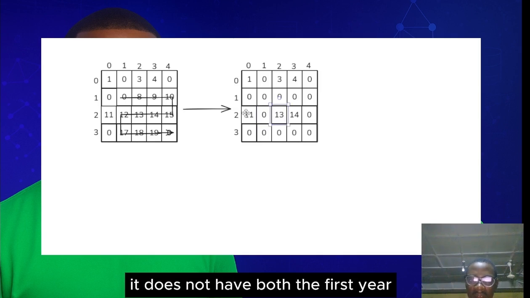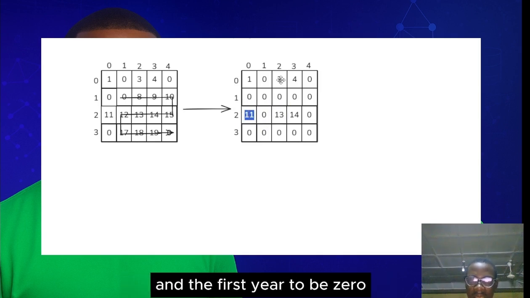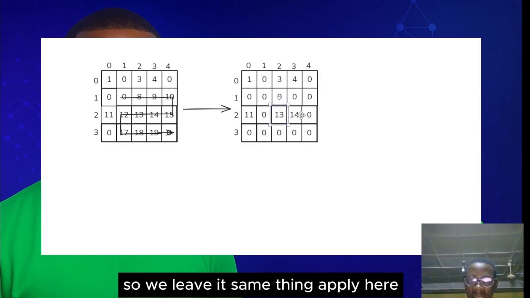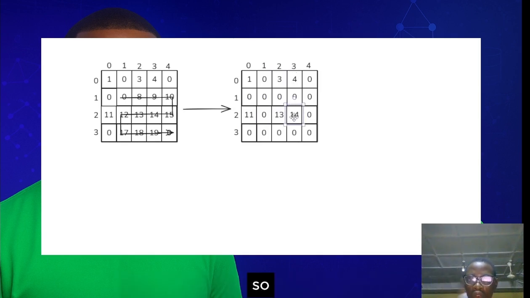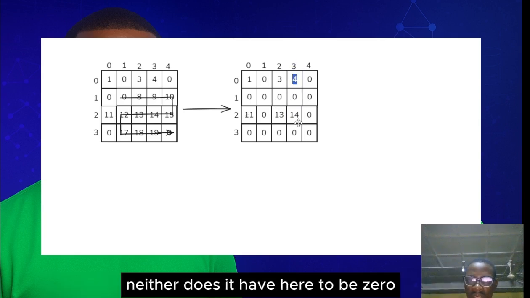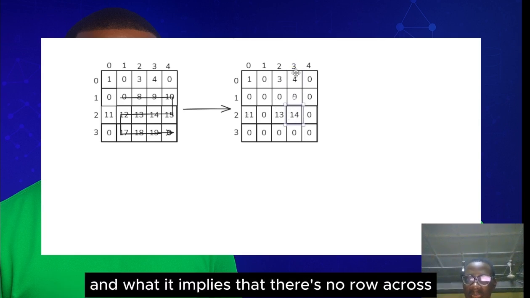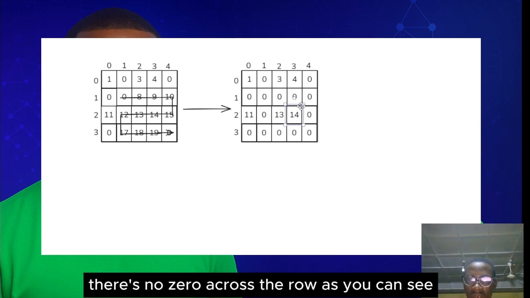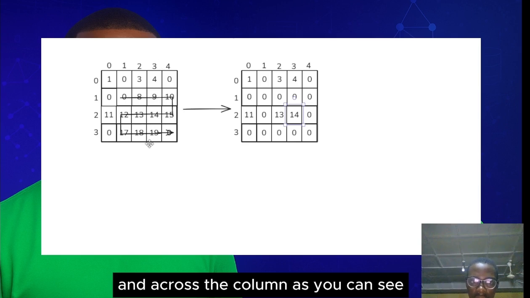Coming here, it does not have the first cell here or the first cell here to be 0, so we leave it. Same thing applies here. It does not have the corresponding cell here to be 0, neither does it have it here to be 0, so we leave it. What it implies is that there's no 0 across the row, as you can see, and across the column, as you can see.